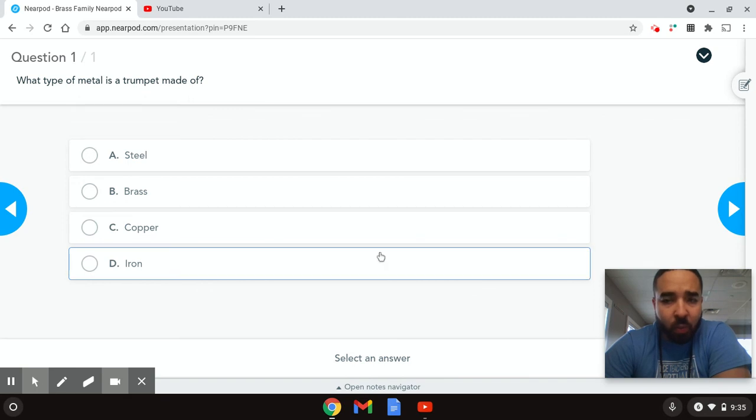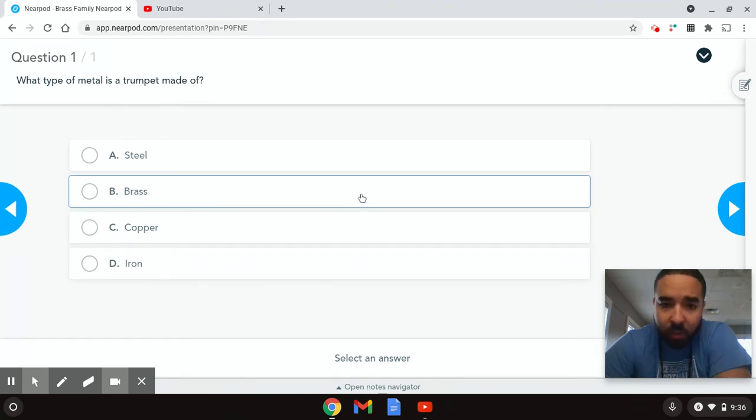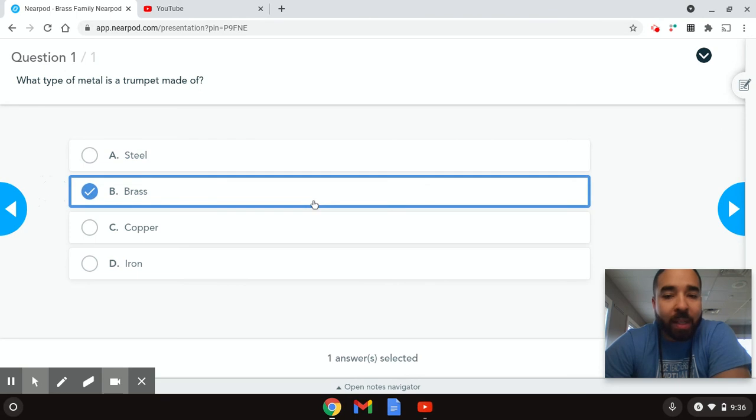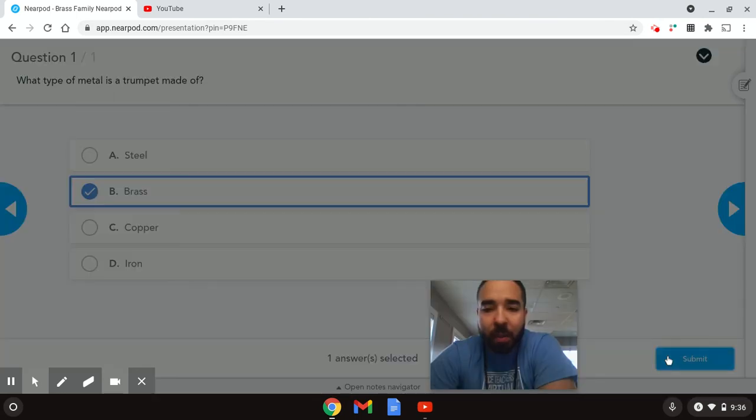Now, right now we're learning about a specific type of instrument family. Is it the steel family of instruments? Did I say it was the copper family of instruments? Iron family of instruments? Or did I say it was the brass family? If you remember correctly, I said that we were working with the brass family. And of course, these instruments are brass instruments because they are made of brass. Okay, so when we answer this question, go ahead and put brass and move on and submit.